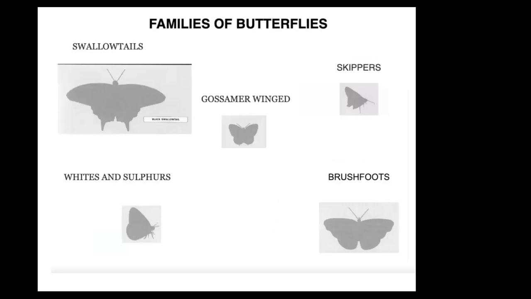There are 5 families of butterflies, and what I'd like to do is take them separately, and for four of them, I'm just going to share one which is common, and then for the brush foot, I'm going to have four of them too. So let's start with the swallowtail.